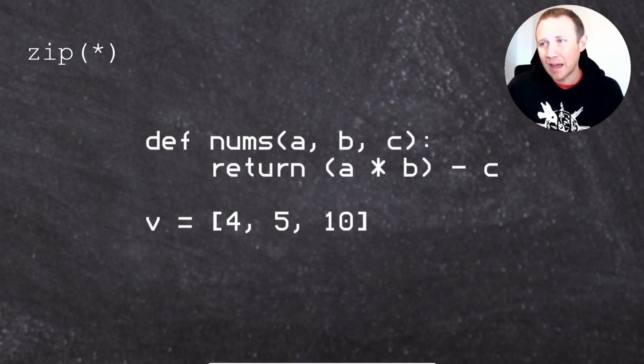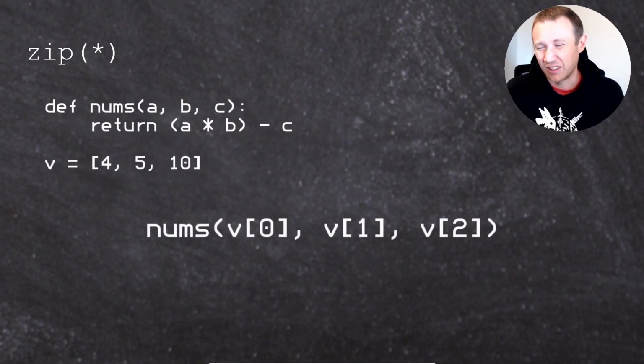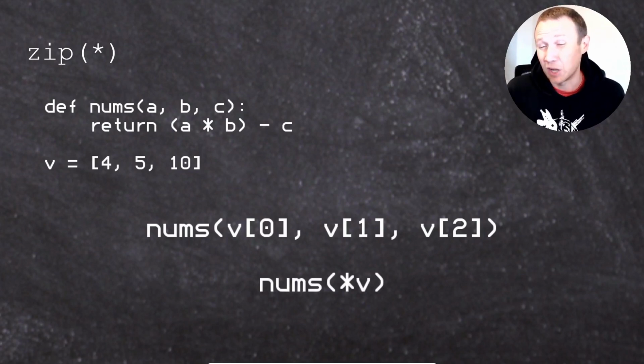Well, we can't call nums on v, because then it's going to say, well, A is the list 4, 5, 10, and it didn't give me a B or C, and there's no default value, so I'm going to throw an exception. What we can do, if we wanted to, is call nums of v0, v1, v2. But that's ugly to write. It's not fun. It's a pain. So we have this other notation where we pass it nums star v, and star is going to expand out v, take its 3 things and make those the first 3 things passed to nums.